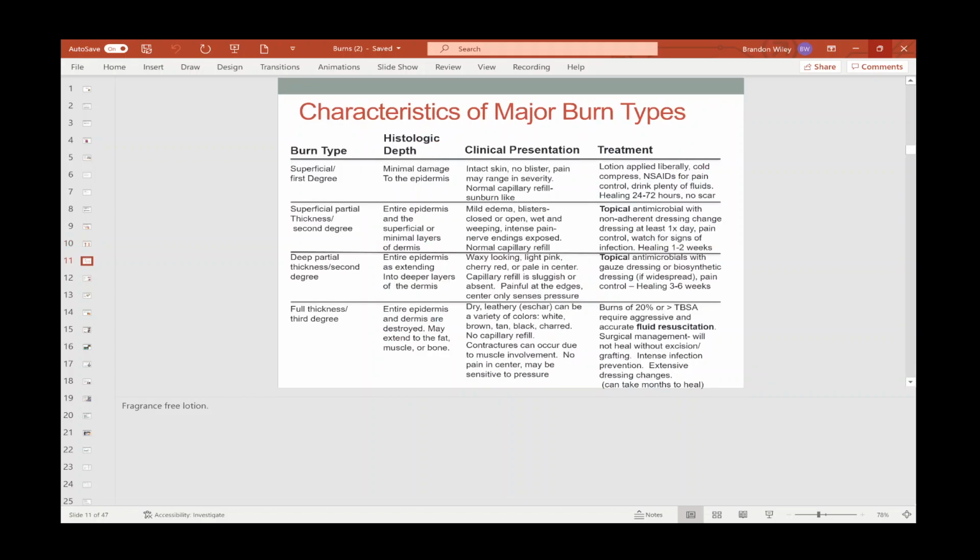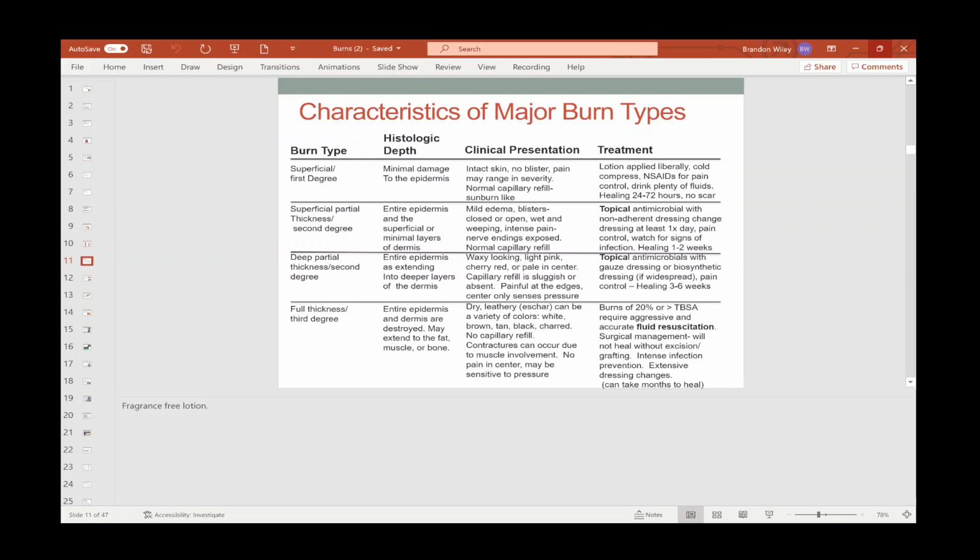This is how we're going to characterize it. This is the one you need to learn. This is almost the most important slide that you have, because it not only gives you the type of burn and how much of it is considered burn, but it also gives you the clinical presentation and your treatment, all on one slide. So as you can see, there are 4 different ones. You've got superficial partial thickness, deep partial thickness, and then full thickness.